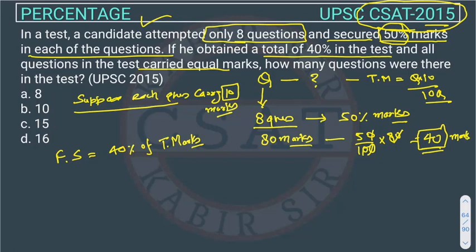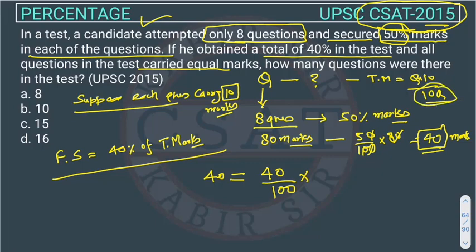Now this is given, that the candidate's marks, 40, is equal to 40% of total marks. Total marks we calculated here as 10q. This 0 will cancel this 0, 4 will come this side. So q is equal to 40 upon 4. So this will cut this. So the answer will be 10.